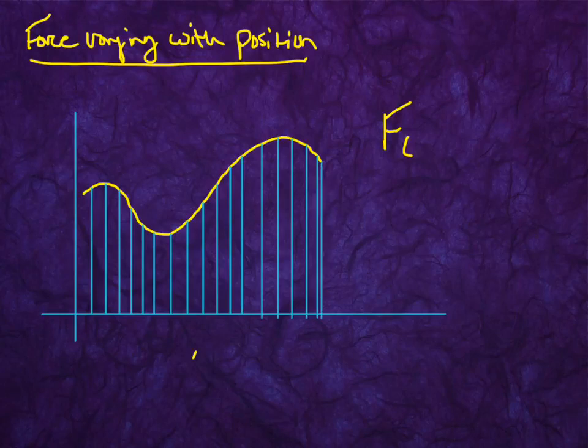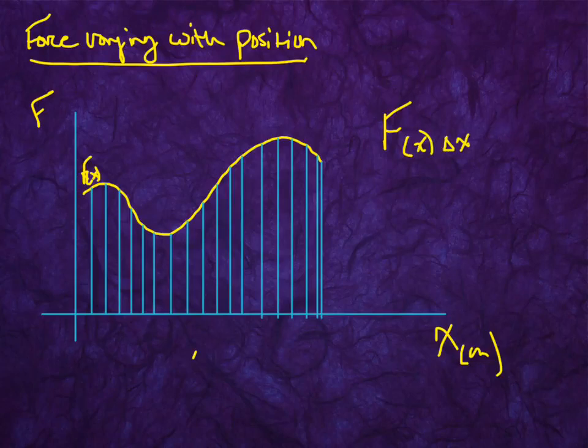So we have all these rectangles, and we draw the height of the rectangle. The height of the rectangle is, of course, f of x. This is f of x, and this is x in meters. Our height is f of x times our delta x right here, because each one of these itty bitty little guys is delta x.